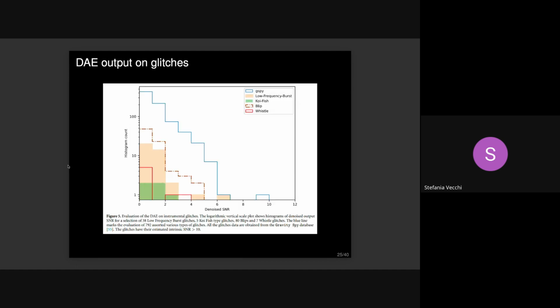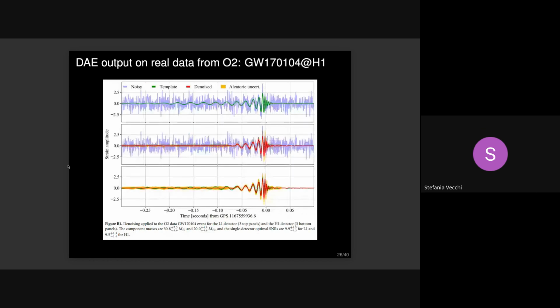And we also tried that on the glitches. The idea would be to have a denoiser that denoises the waveform, but doesn't denoise the glitches, because these are not waveforms produced by binary systems. And again, it's a kind of sanity check, because most of the glitches were denoised to values that are close to 0, or at least smaller than let's say 8. There was one that was quite similar to a chirp, I think, so that's why it had a higher SNR.